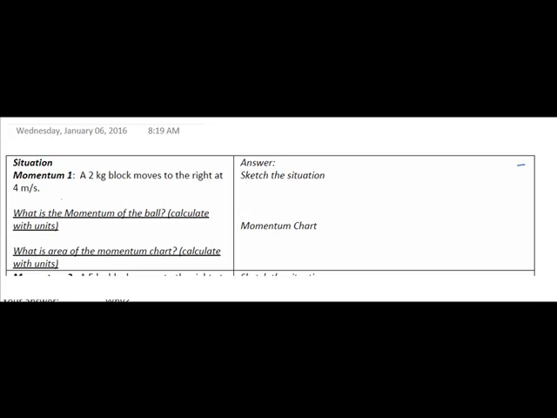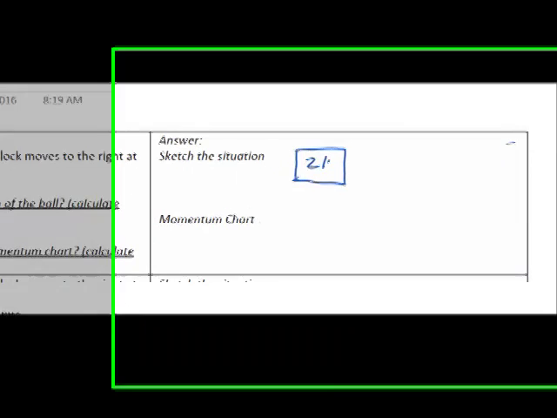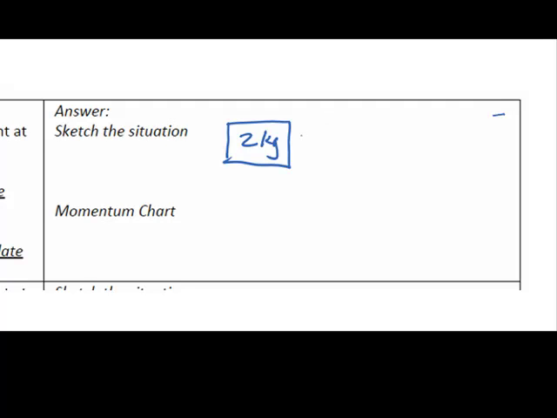Here we have momentum. A 2 kilogram block moves to the right at 4 meters per second. First, sketch that situation. Let me go ahead and put a 2 kilogram block here, and I'll have it moving to the right. Remember, direction is important, at 4 meters per second.